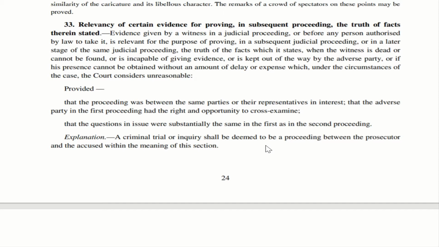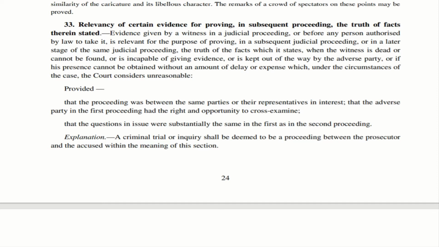And in the first case, the adverse party, that is the opposite party in the first proceeding, had the right to cross-examine that witness. That is very important. Another aspect is, the first and second proceeding should have the same questions in issue. This is very important. Party should be the same, question in issue should be the same. And they have given an explanation. Sometimes questions could be asked even from this explanation.